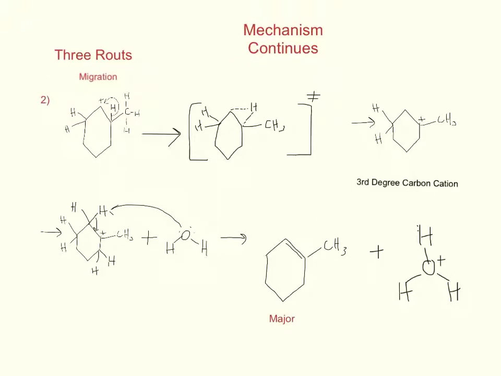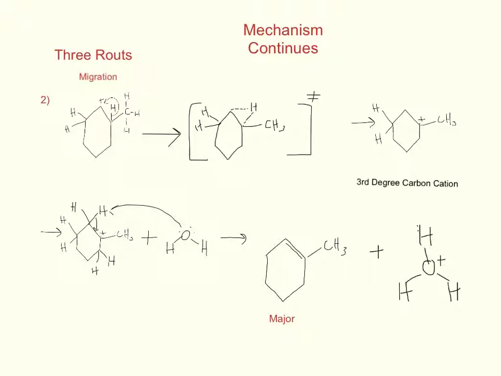Another route that could have been taken, like I mentioned earlier, is the hydride shift. This hydrogen would have shifted over here. A transition state would have occurred where the hydrogen is moving, and then it would have formed a third degree carbon cation, which would be more stable and would be able to form a double bond here, or here. Whether it forms it here or here doesn't matter. It's going to be the same thing because of the orientation of the atoms in space.